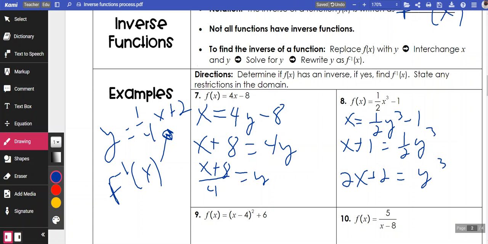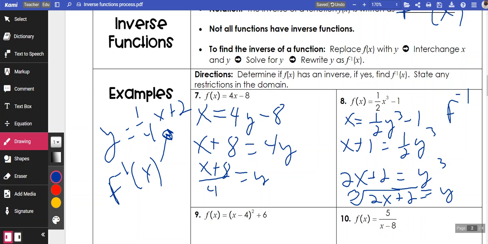Now, how do I undo something that's been cubed? I take the cube root. So I take the cube root of 2x plus 2, and that's equal to y. Now, is that a function? I believe that's a function. That's a cube root function. You've seen that before. So I could write it as f to the negative 1. That is, in fact, a function. And realistically, there are no restrictions in this domain because it's the cube root function, and we've talked about that before.